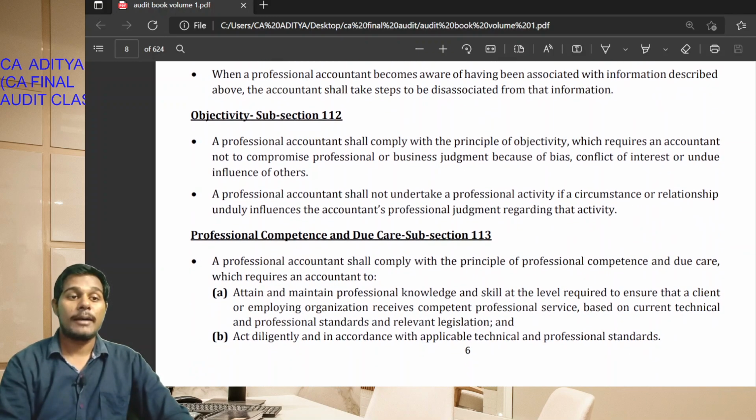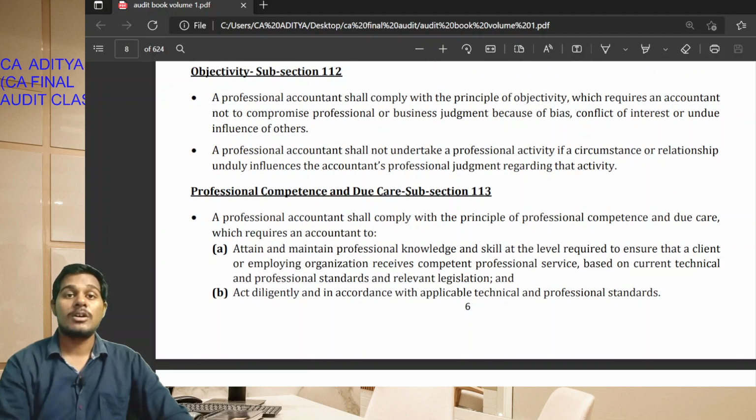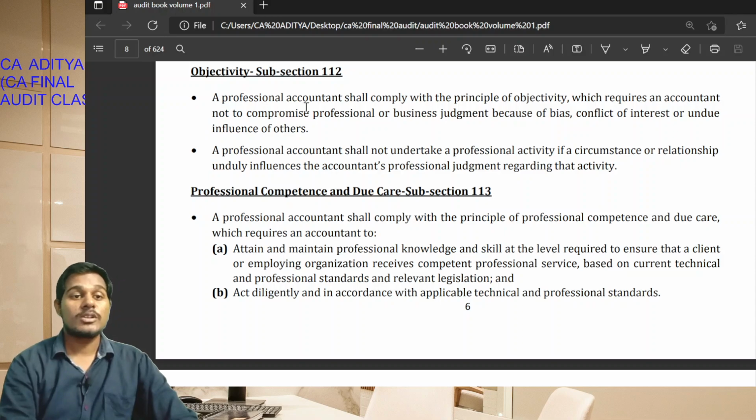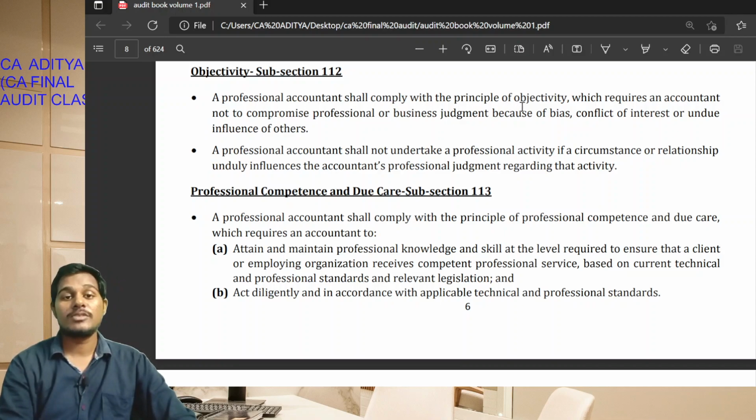What is meant by objectivity? Objectivity means not being biased or unduly influenced by others, or by a conflict of interest. See students, a chartered accountant shall comply with the principle of objectivity, which requires an accountant not to compromise professional or business judgment because of bias, conflict of interest, or undue influence of others.